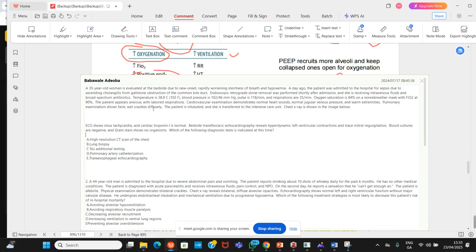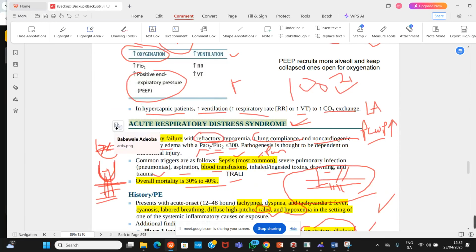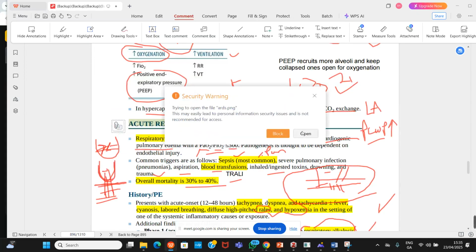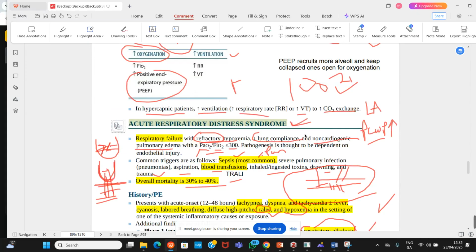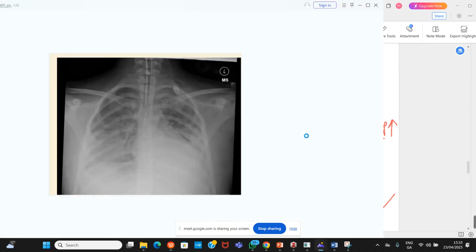Everything here is reeking of ARDS. There's fever. There's tachypnea. He had sepsis. Now he's developing wet crackles. Some people might think it's heart failure, but they told us heart sounds are normal. No S3. Normal jugular venous pressure. Extremities are warm. So that is ARDS until otherwise proven.